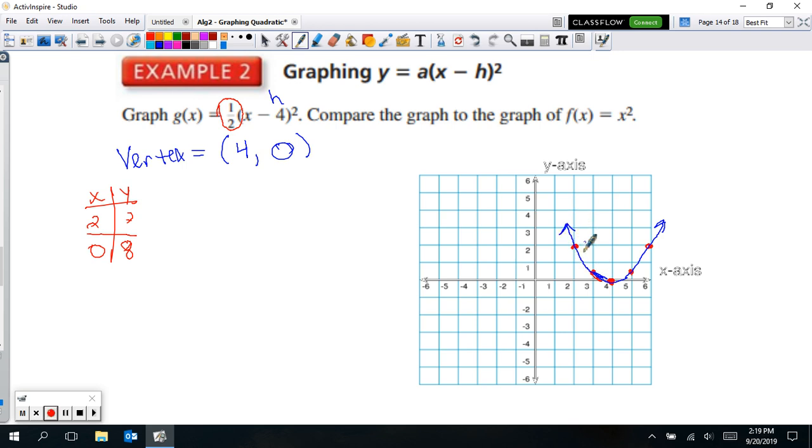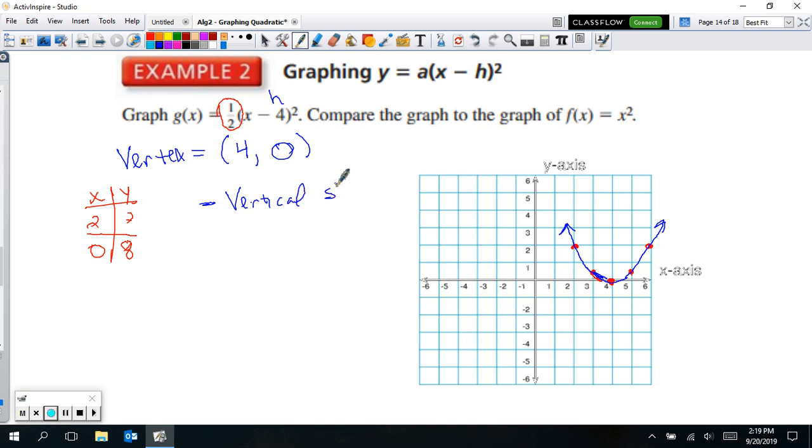So as we start to talk about how to compare, how does this compare to the original? It's a shrink. It's not a stretch, it's a shrink, right? So it's still vertical, because the 1/2's outside. If it was going to be horizontal, we would be seeing a number inside the parenthesis. And there isn't a number inside the parenthesis in front of x. The number is outside, so it's vertical still.